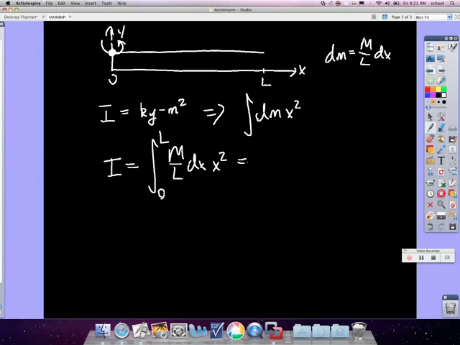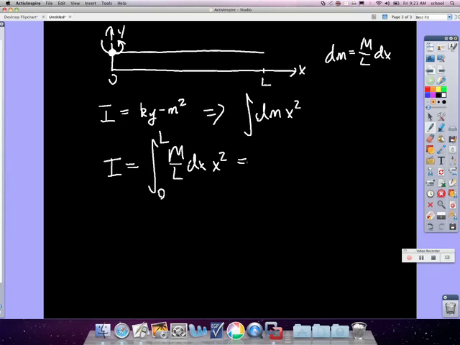Okay, so just real quick to fill in the details. We have the m over L as a constant. The integral of x squared dx is just x cubed over 3. And we're going from x equals 0 to x equals L. And so that's just m times L cubed over L times 3. And you cancel one power of L on each side. Okay, so this is pretty simple.